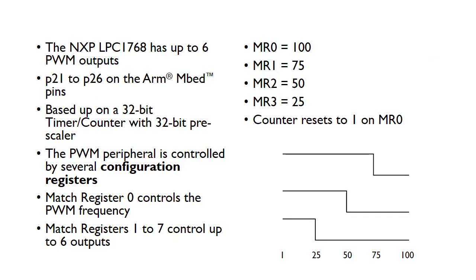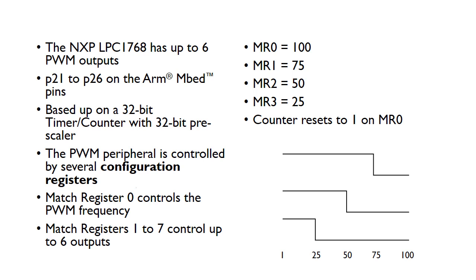So the NXP LPC1768 has up to 6 PWM outputs, pins 21 to 26, the actual mbed pins as we saw before. The PWM is based upon a 32-bit timer or counter with a 32-bit prescaler. And then there are several registers which control this.